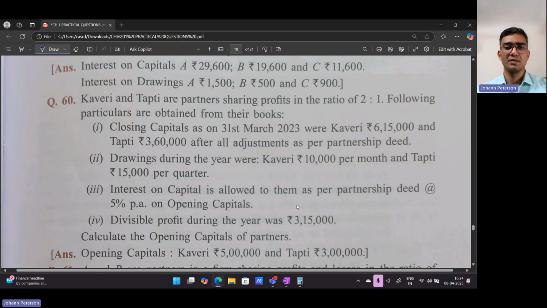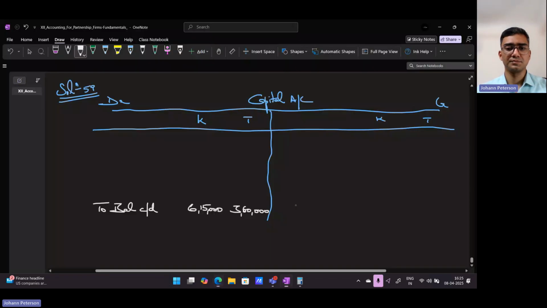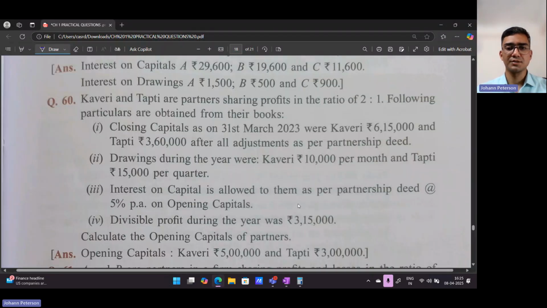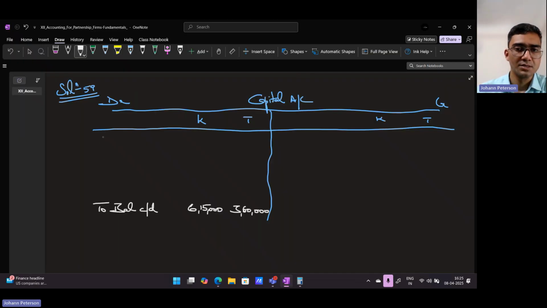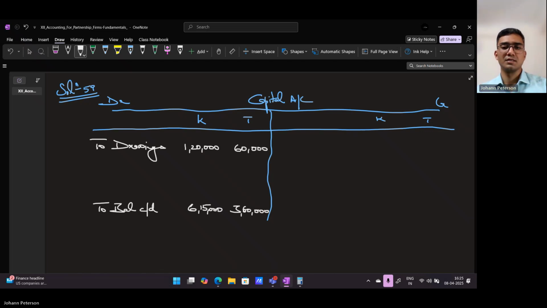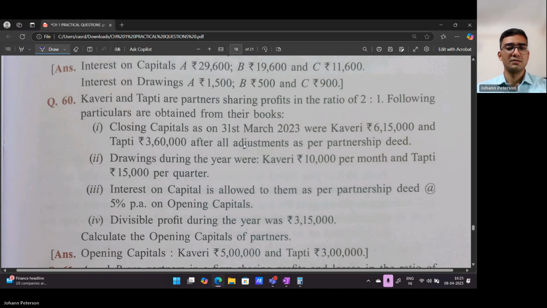Okay. Next thing given to us is the drawings during the year were 10,000 per month and 15,000 per quarter. So drawings, I know I write it on the debit side. So here I will write to drawings. 10,000 per month makes it 1,20,000 per year. And there it was 15,000 per quarter, so 60,000 per year.